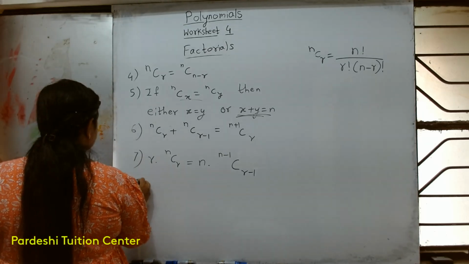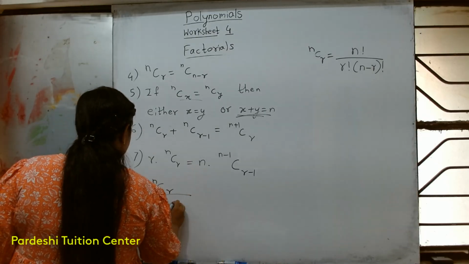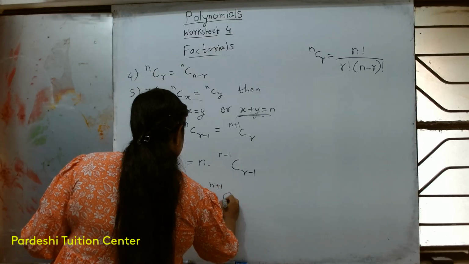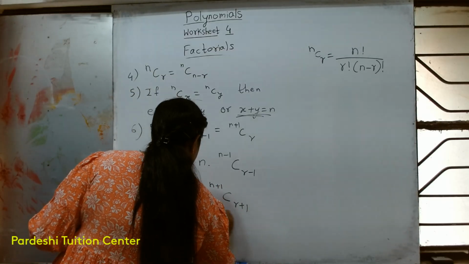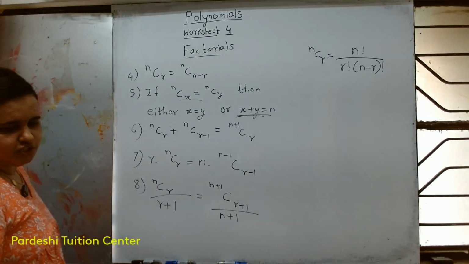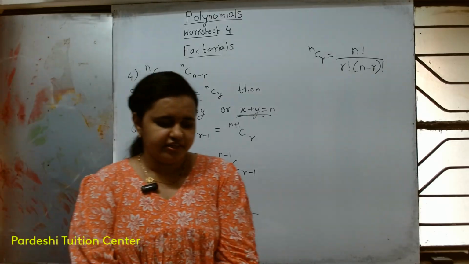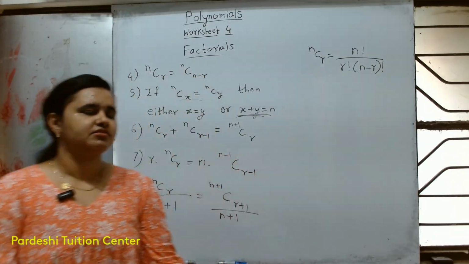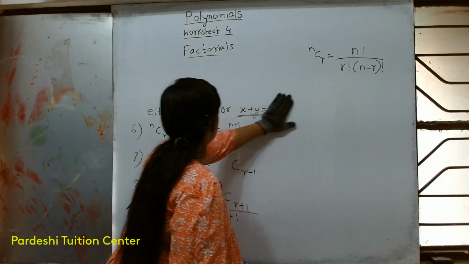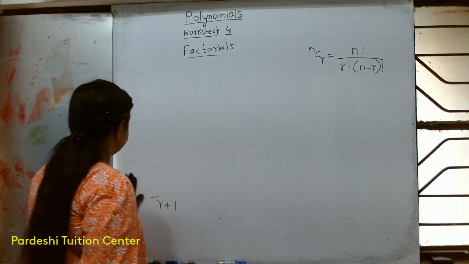Now, the eighth one is nCr upon r plus 1 equals (n plus 1)C(r plus 1) upon n plus 1. You have to write all the formulas in your notebook. You can make a chart and stick it on your wall, so you can remember it. Now holidays are going on, you can make the chart easily, you have much time.